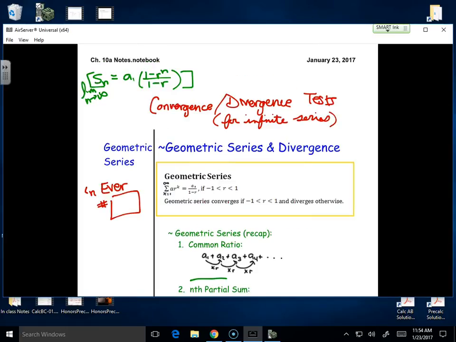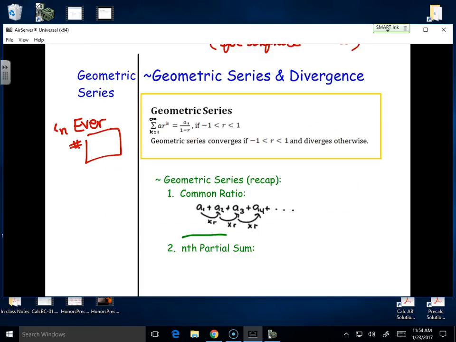The only time this limit is going to exist, this will only equal an actual L, if r is any of the numbers between -1 and 1. Should we know that formula? You don't need to know the nth partial sum, but if you did know that one, it might help you remember this. Otherwise, memorize this one right here. The infinite sum is equal to a sub 1, the first term, over 1 minus r, if r is in between -1 and 1. The geometric series converges if r is within those values and diverges otherwise.